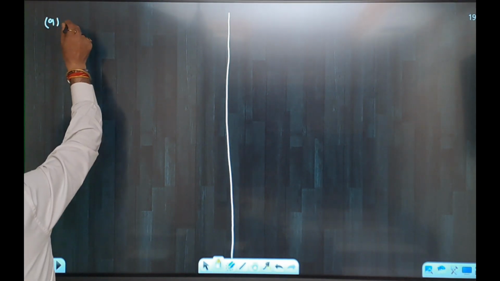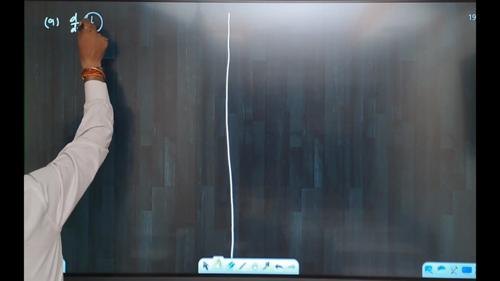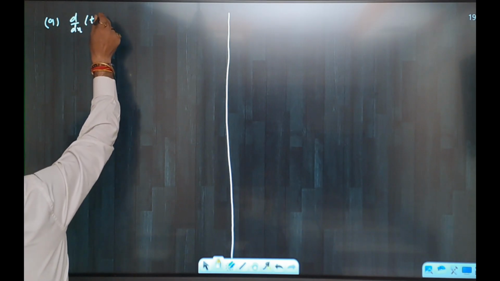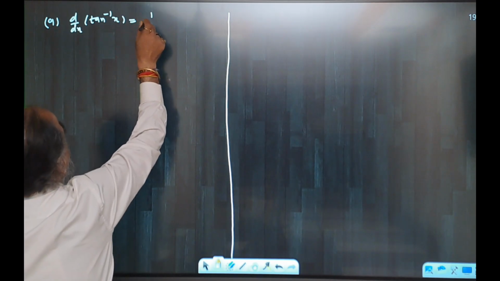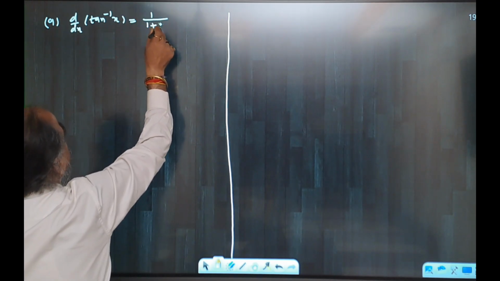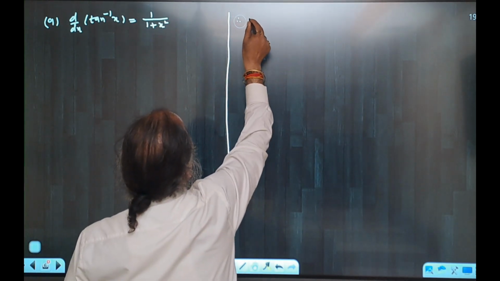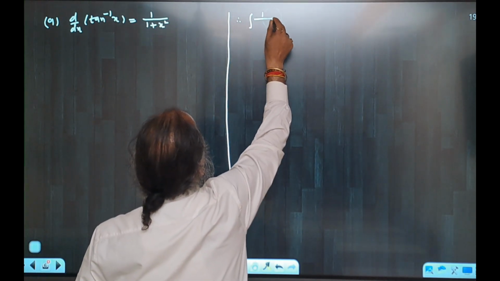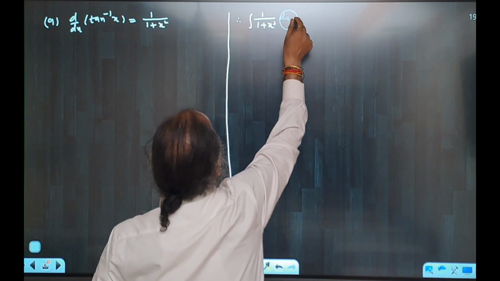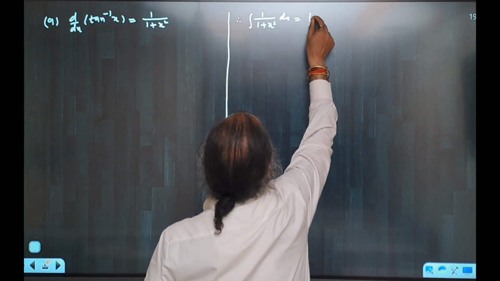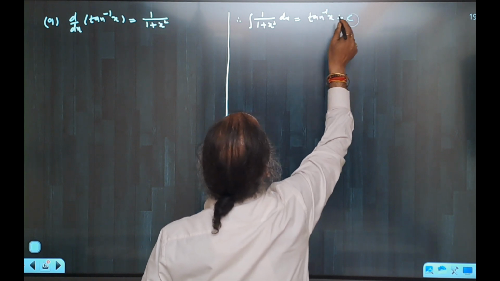Ninth is d by dx of tan inverse x is what? 1 upon 1 plus x square. Therefore, integral of 1 upon 1 plus x square dx is tan inverse x plus c.